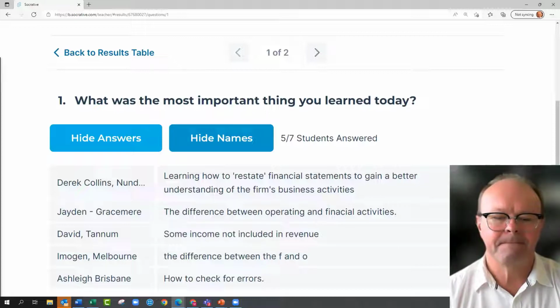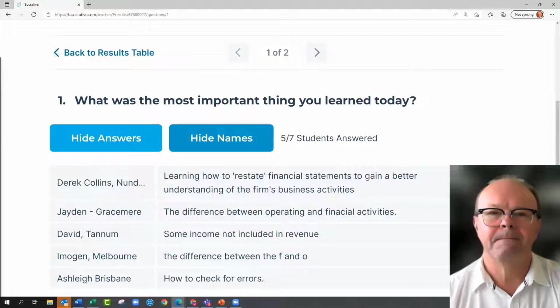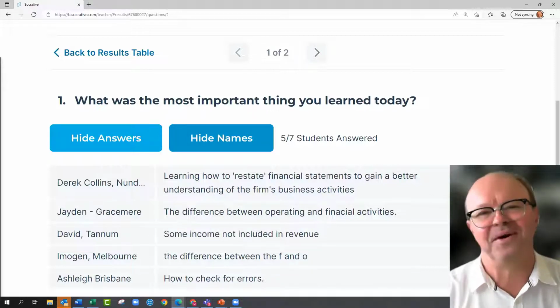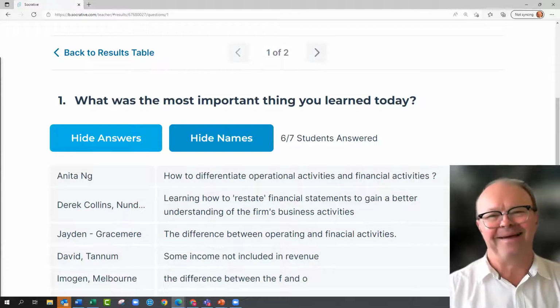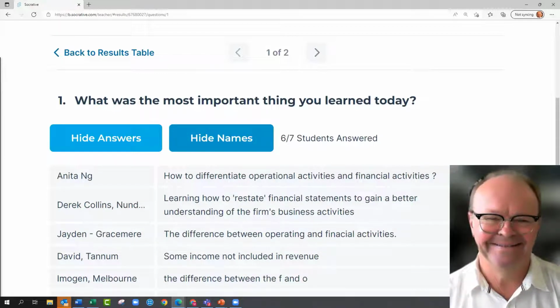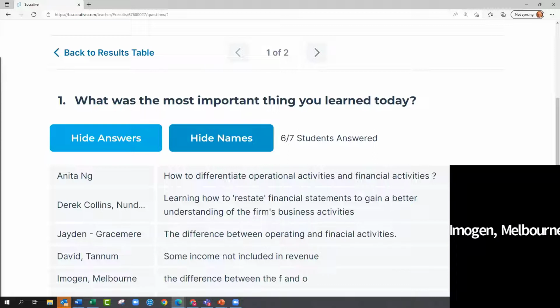So the difference between financial and operating is basically, oh God, I can't put words. If someone asked you what was the difference between operating and financial activities, what would you say? Well, financial statements are to get a better idea of the firm's business, their activities and what they're undergoing.